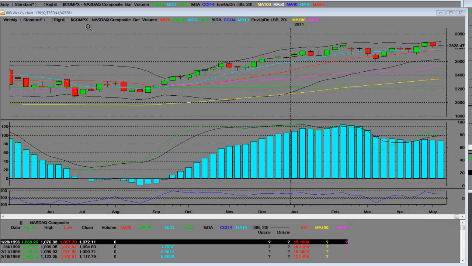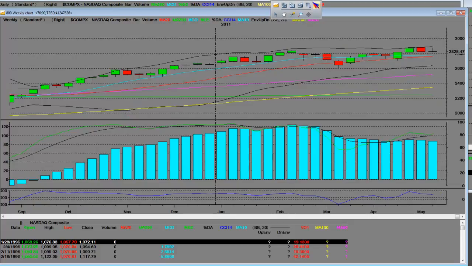The weekly Nasdaq Composite. The weekly Nasdaq Composite for 2011 is very clear. The clearness of it is that back in February, we called for this correction in 2011. We said we were going to have a correction, and we surely did in the Nasdaq. Came all the way down here to 2,600.